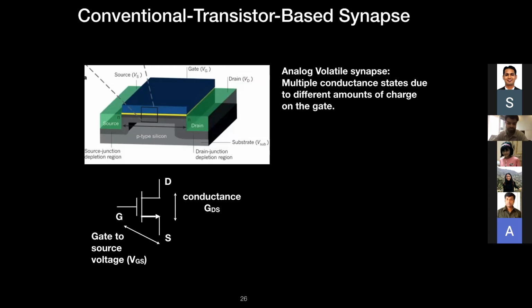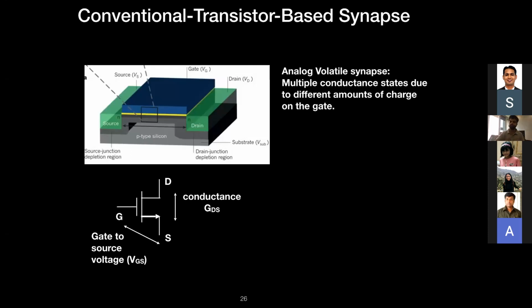What we do is we also try to explore simple charge-based transistor devices. Charge-based devices are volatile, like a transistor. If I store the weights there in terms of the charge on the gate, then there is a chance of losing that charge because of the rest of the circuit.